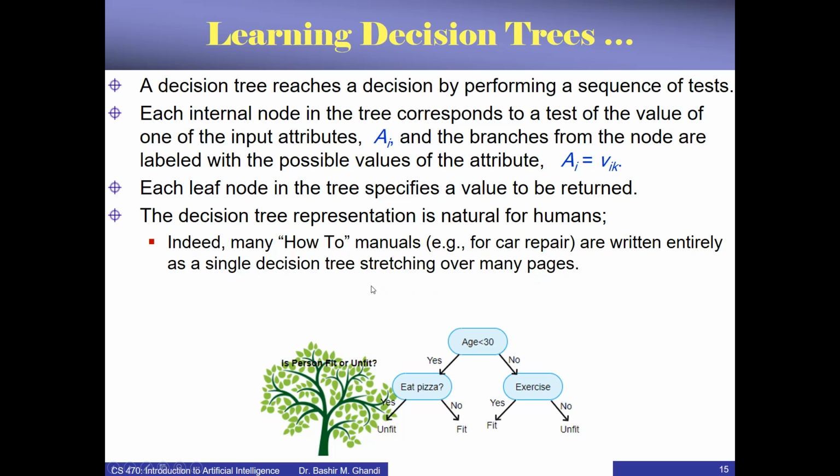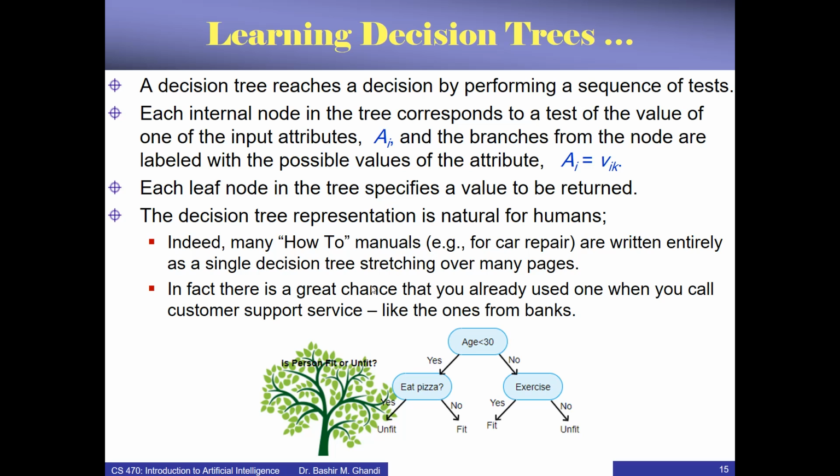Similarly, in computer terms, troubleshooting is another example that is normally done using the decision tree naturally, without even thinking. So in fact, you may not know it, but most likely you have already used a decision tree in your life.